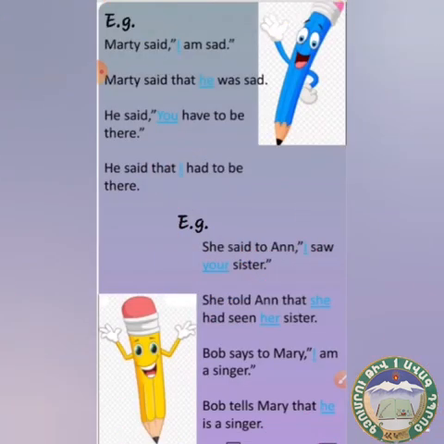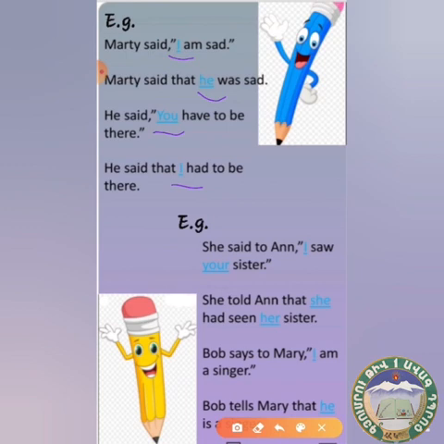For example, Marty said, I am sad. Marty said that he was sad. Here, I changes into he. He said, you have to be there. He said that I had to be there. Here, you changes into I.